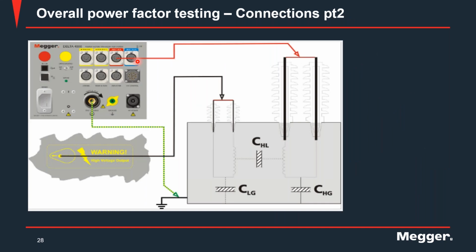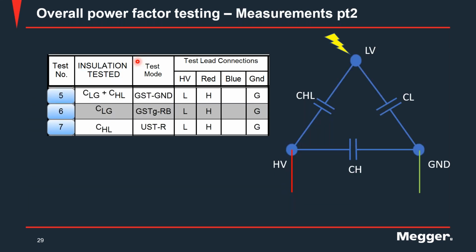What we do is we swap the leads. So now I have the high voltage cable going to the low voltage winding and the red cable on the high side winding. With the leads swapped, we run those same three measurements again. This time on the GST measurement, we get the sum of low to ground and high to low. On the GST-G measurement, we get the low to ground capacitance. And on the UST measurement, we get the high to low capacitance that we measured the last time. So it's a repetition of that same measurement from the other side.